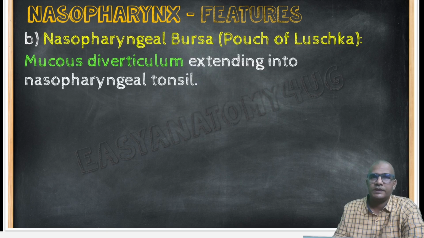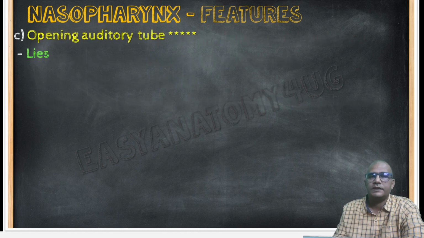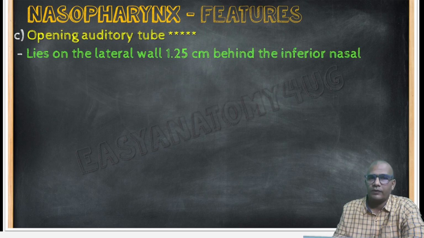The nasopharyngeal bursa, it is also known as pouch of Luschka, and it is nothing but a mucous diverticulum extending into the nasopharyngeal tonsil. You can see in the diagram there is a mucous diverticulum extending into the nasopharyngeal tonsil. And what it signifies? It signifies the attachment of notochord with the pharyngeal wall. Next feature, it is the opening of auditory tube. This is also a viva question.